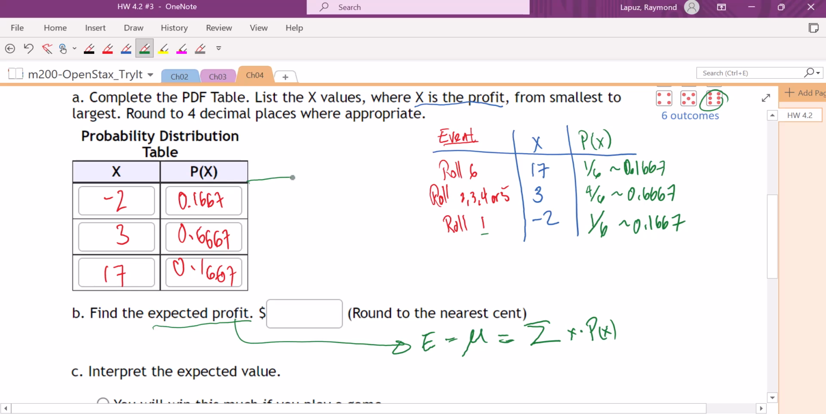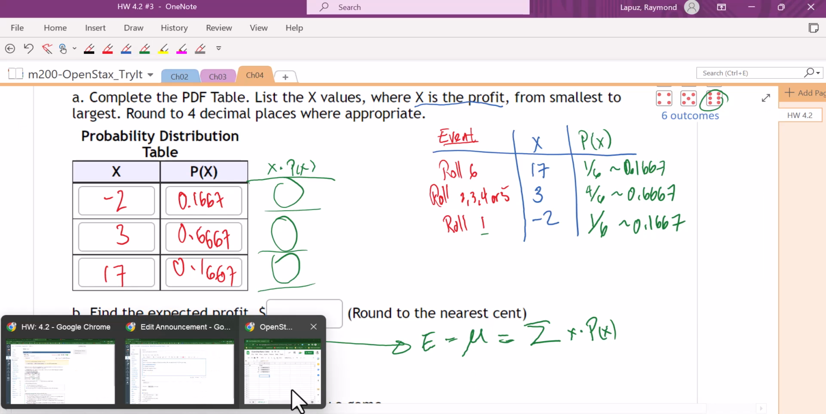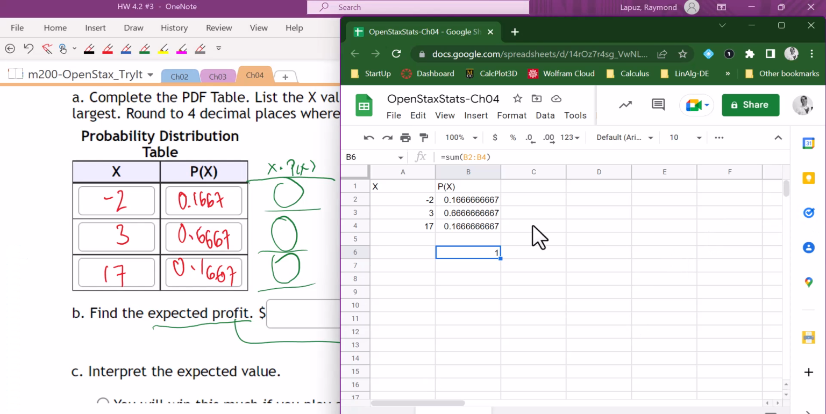So if you're doing this by hand, which again I don't suggest, you would put x times p of x here, and then you get values for these things, and then you would add them all up. So you'd add up the values that you get from here, and then that would be your expected profit. So with Excel or with something like a Google Sheets program, that's going to be quite easy to do.